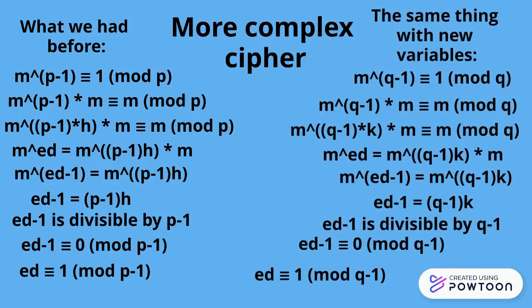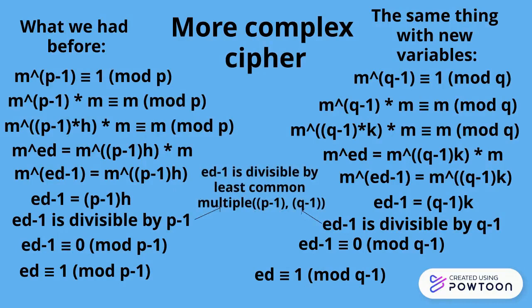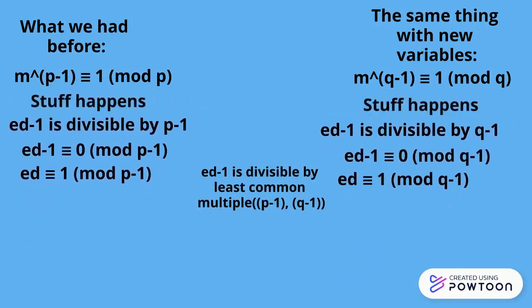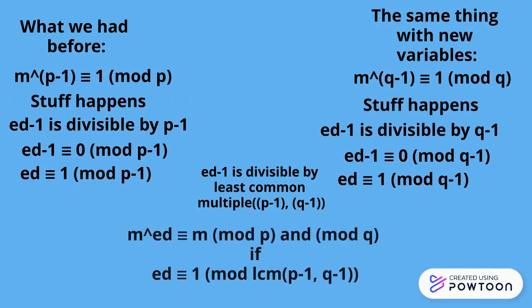Now, to add complexity, instead of just using one or the other, we're going to combine the mod p minus 1 and mod q minus 1. Now, since we figured out that ed minus 1 is a multiple of both p minus 1 and q minus 1, it has to be a multiple of the LCM of p minus 1 and q minus 1. So, our more complex requirement is that for m to the ed to be equal to m, both mod p and mod q, e and d must be inverses mod the LCM of p minus 1 and q minus 1.